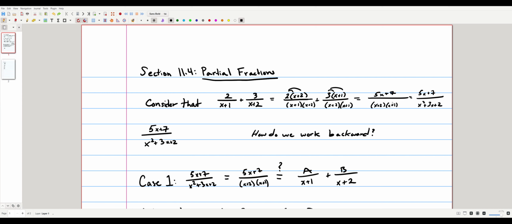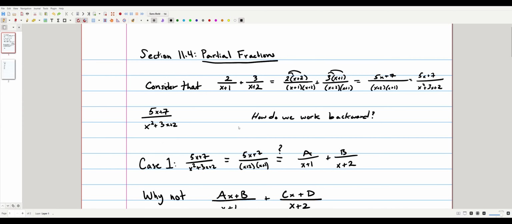Okay, so that's something that we've done plenty of times this semester before. But how do we work backwards? If we were given 5x plus 7, how do we get back to the two fractions, those two partial fractions that we started with?